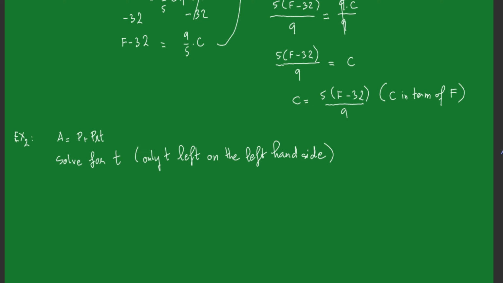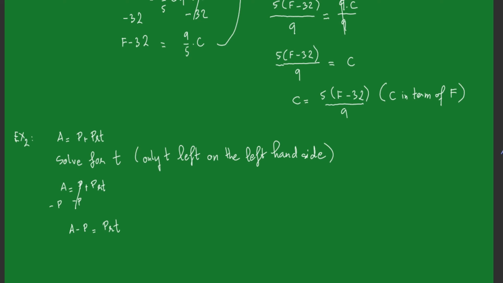So this is the part that is the term with T, so we need to get rid of the other part. We don't want to keep P in it, so I'm gonna get rid of P first. So let me rewrite the question. I'm gonna subtract both sides by P. So what I have left is A minus P equal PRT.